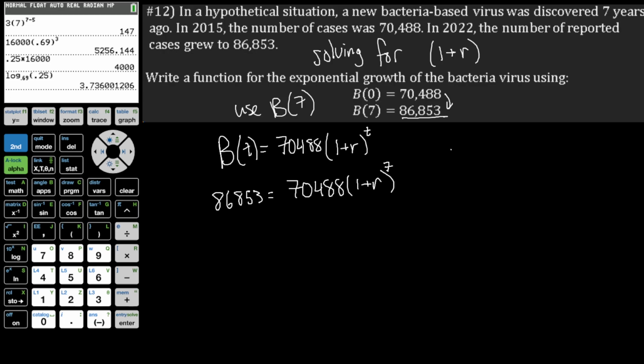Well, we can take the log of both sides. So I'm going to, or actually, let's divide first. So I'm going to divide both sides by that coefficient. A little bit too many on that first one. Let me erase that a little bit right there. Okay. So I'm going to divide both sides by 70,488.